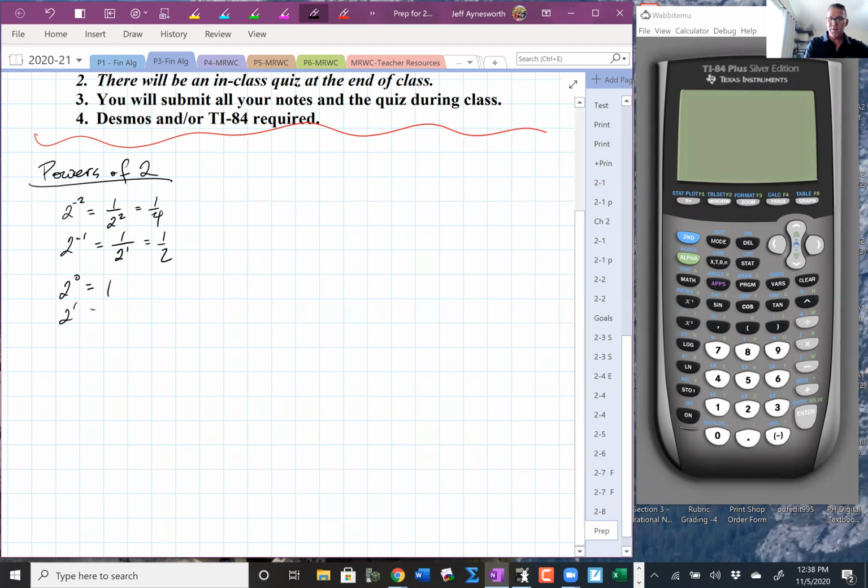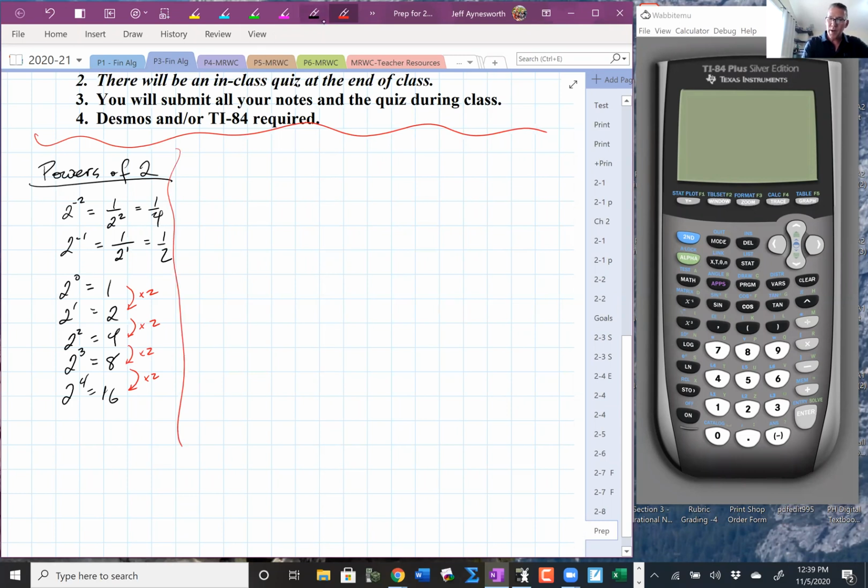2 to the first is obviously 2. 2 squared is 4. These are obvious, hopefully. 2 to the third is 2 times 2 times 2, which is 8. And then 2 to the fourth, which is as high as we need to go, is 16. You'll notice here, when I say powers of 2, you multiply by 2 each time. So this is doubling. Each time it gets twice as big, and that's why they call them powers of 2. Or if you go in the other direction, you divide by 2 instead of multiply by 2.